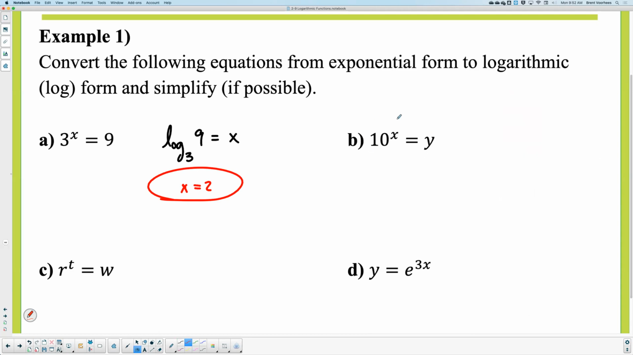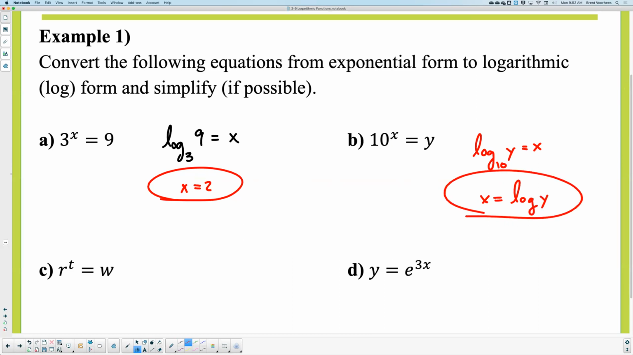Okay, what about this one? How can we rewrite this? Log base 10 of y. We'll simplify that in a second. So log base 10, these two switch places: y equals 10 to the x. Now this you could simplify and say that x equals... Can I type that part in the calculator? No, because it still has a variable, but I can simplify it. Instead of saying log base 10, I can just say log y. And that would be my solution there.